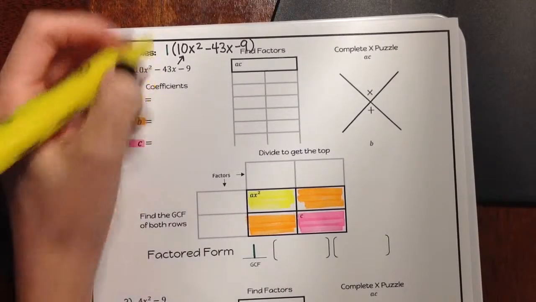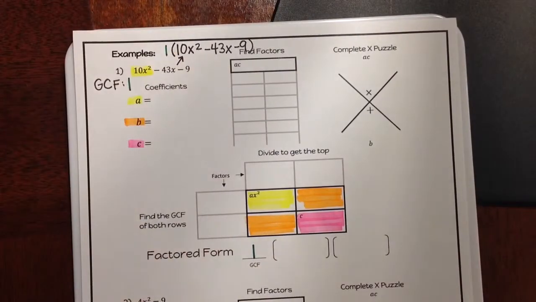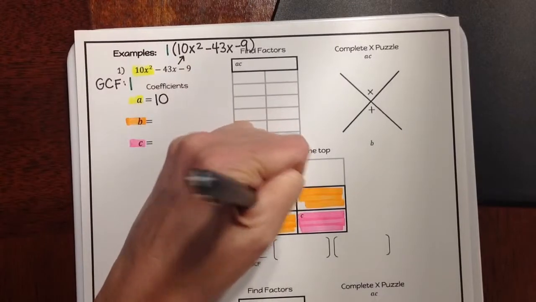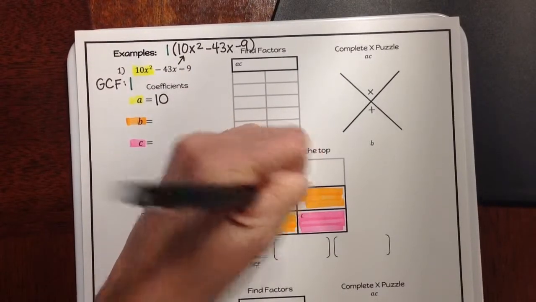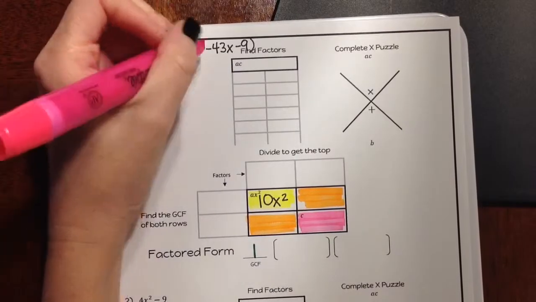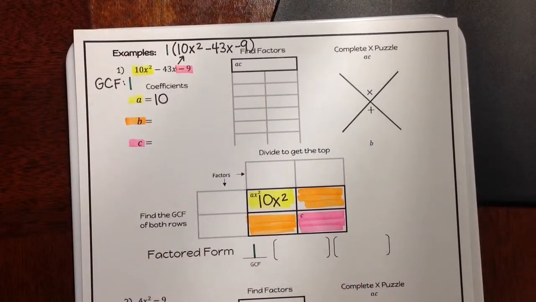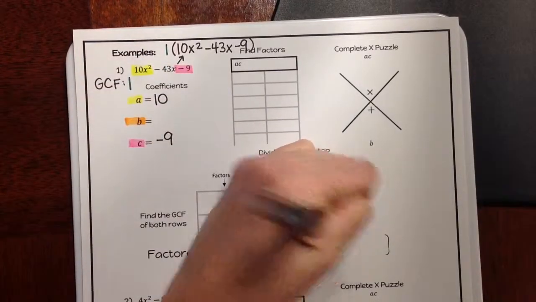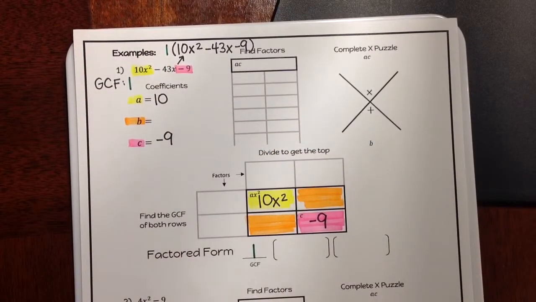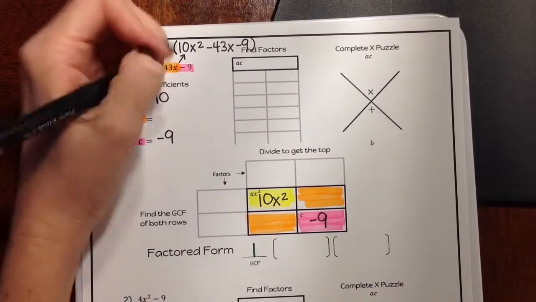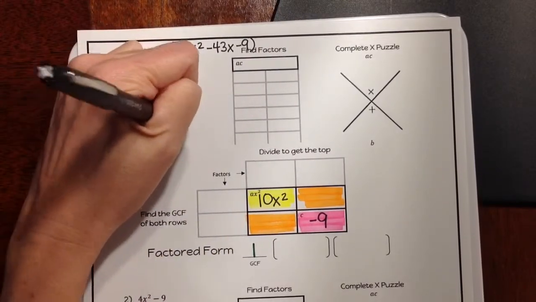So I can go ahead and say that my A coefficient is going to be a 10. And I can go ahead and fill this in. This is going to be 10x squared since that is my first term. I can go ahead and say that my constant is going to be a negative 9. So that's my C coefficient, and that negative 9 can go here. And my B coefficient is going to be a negative 43 because that is my middle term, my x to the power of 1 term.